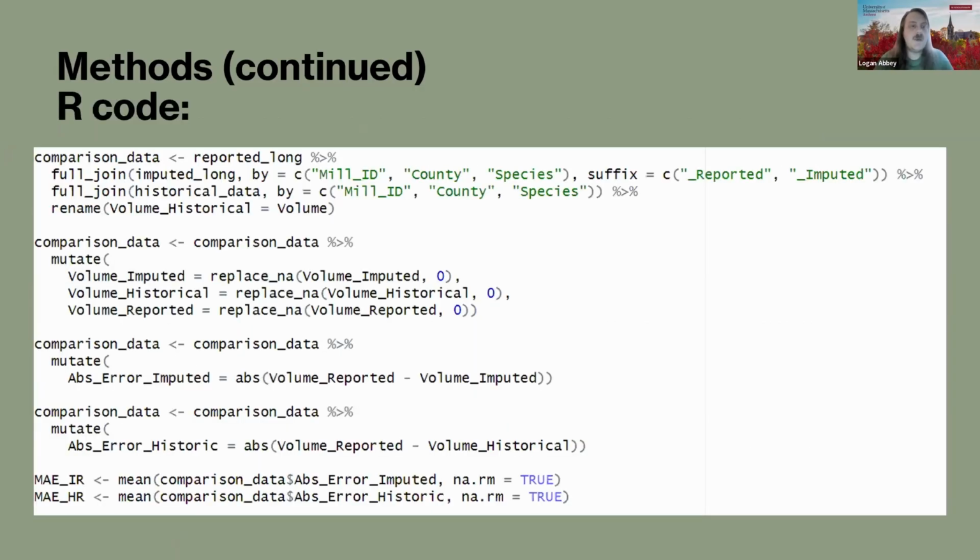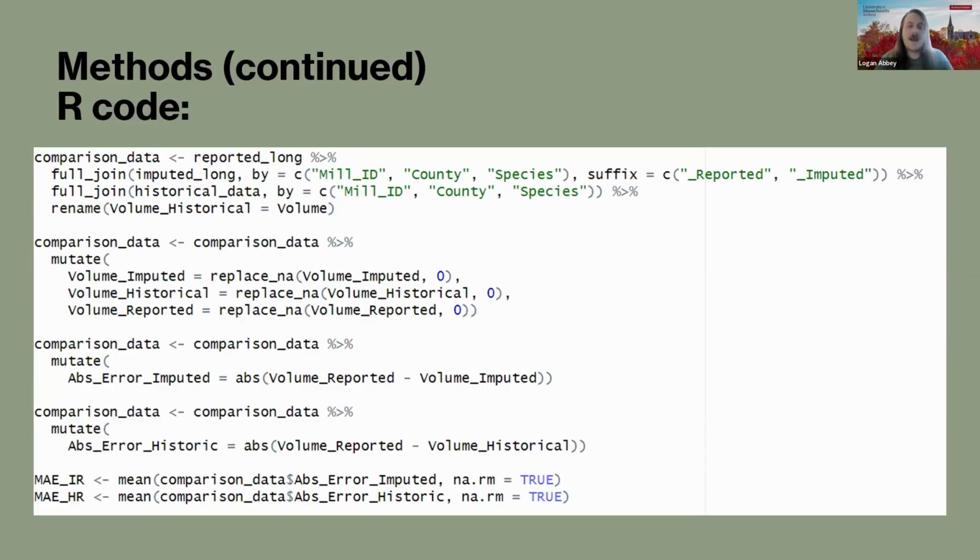Here's a little sneak peek at my R code. It's nothing too heady. I'm actually quite a novice when it comes to R and statistics and things like that. But you can see what I'm doing here is just joining the data frames together, calculating the absolute error for the historic and imputed data, and then taking the mean of that.